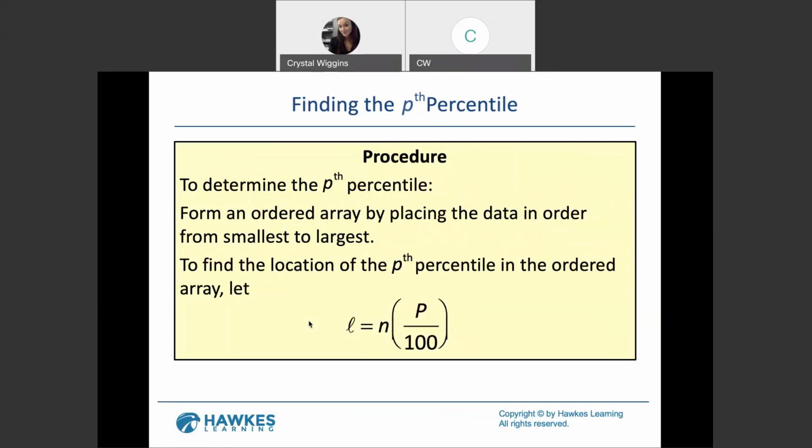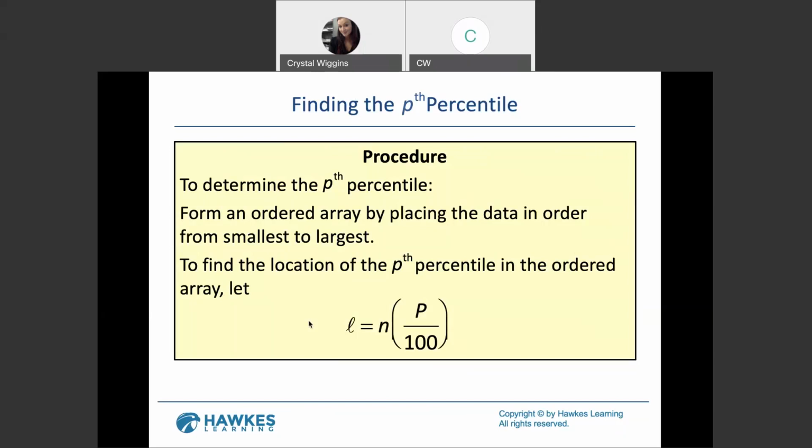In order to determine this, form an ordered array by placing the data values in order from smallest to largest, which we should be fairly familiar with up until now, since we have had to order our data values for quite a few things, including calculating class widths.